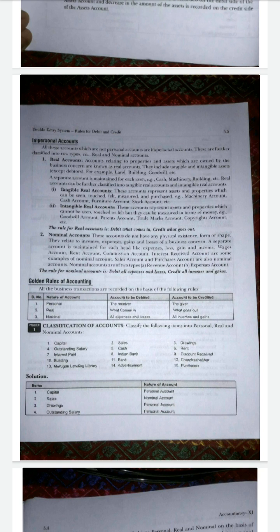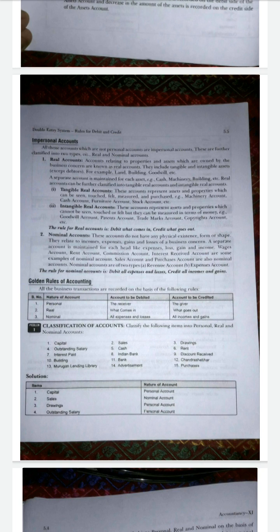For example, wages account. Wages is one of the expenses. Rent account. Rent is also one of the expenses. Commission: if it is commission paid, it is an expense. If it is commission received, it is income. Interest received account: interest received is income. So these are some examples of nominal accounts.